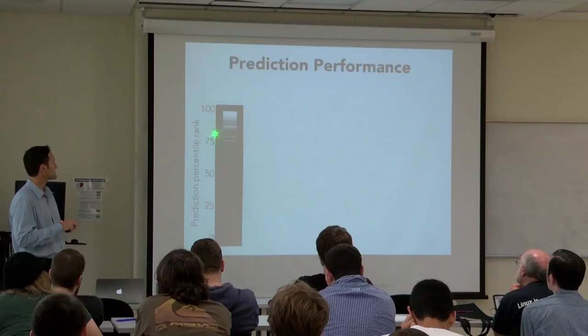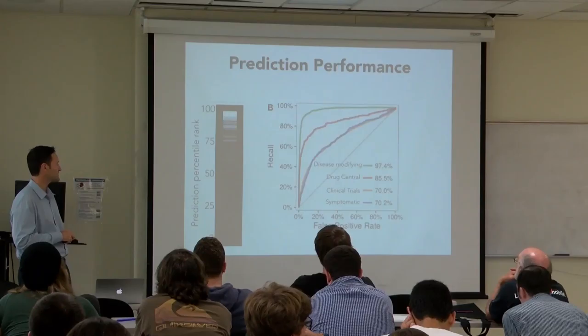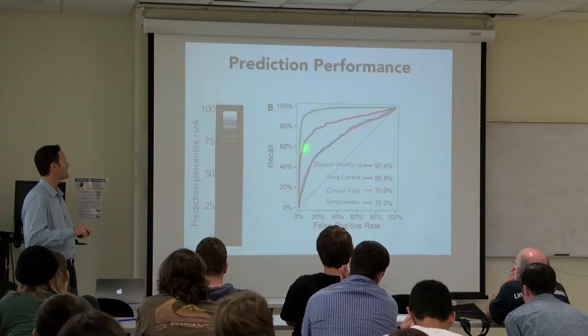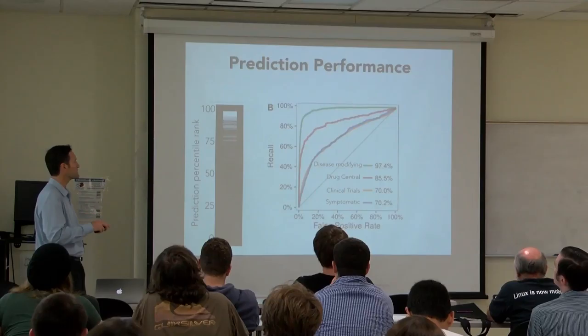This is the top 25th percentile of the predictions, enriched in known drug-disease relationships. And if we compute our predictability of retrieving those known treatments, it is fairly high, even if we change which database we use to identify known treatments. We get a fairly good prediction.